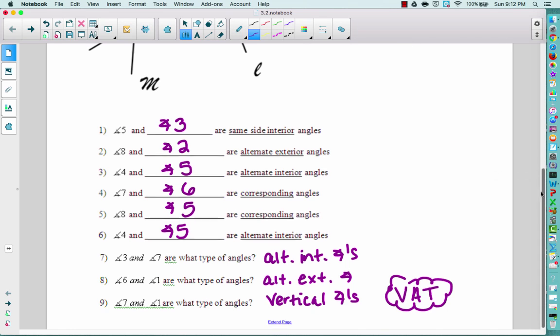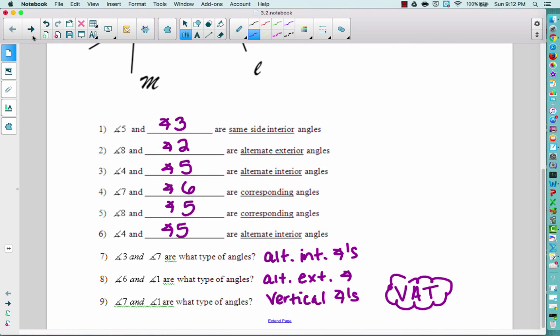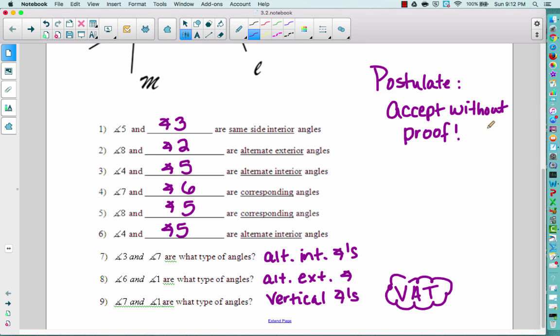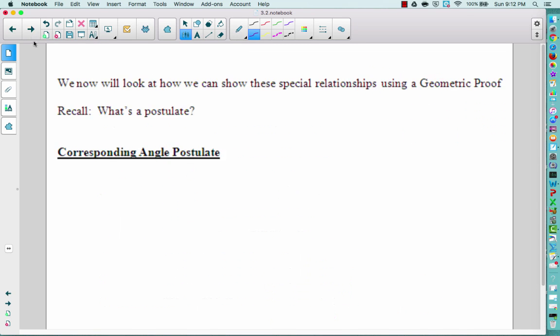Okay, so let's review what a postulate is, okay? First of all, a postulate is something you accept without proof. So I tell you it to be true and you're going to believe me. Accept without proof. So we don't actually have to prove postulates, but we do have to prove theorems.